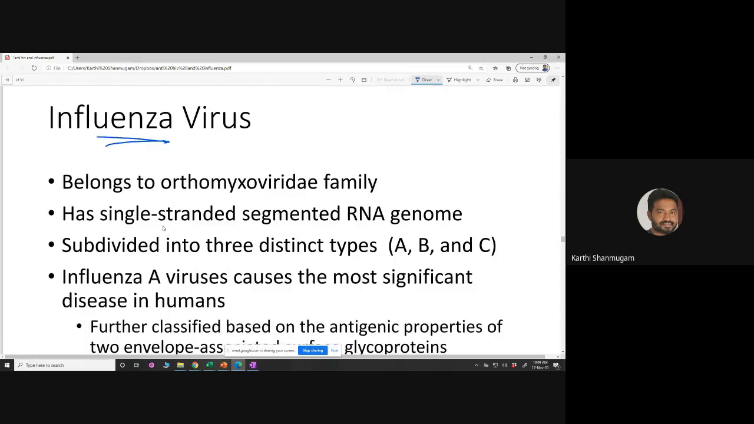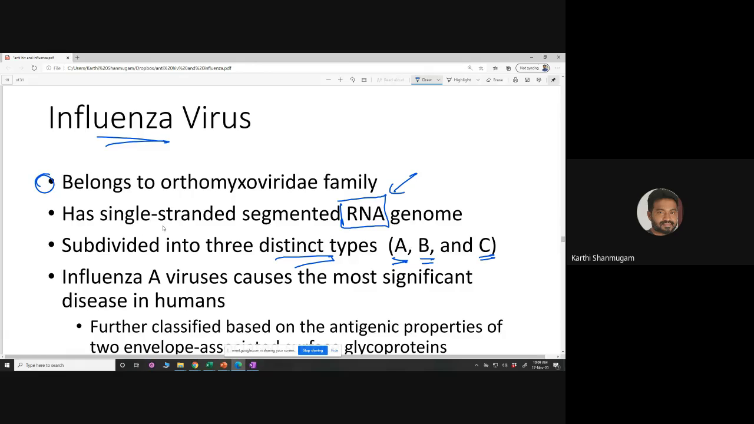They belong to the Myxoviridae family and have a single-stranded segmented RNA as the genome. So for this type of virus, the genetic material is RNA, it is not DNA. We can subdivide the influenza virus into three distinct types: type A influenza virus, type B influenza virus, and type C influenza virus.